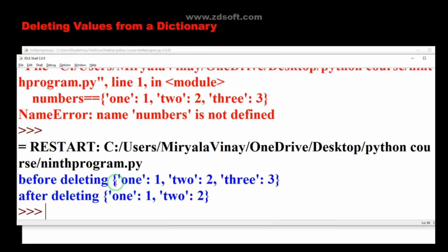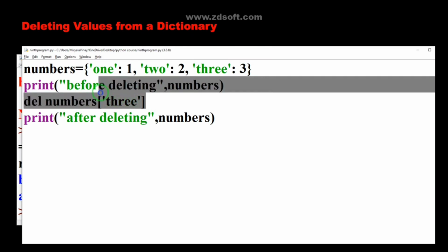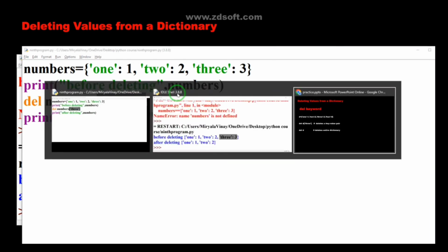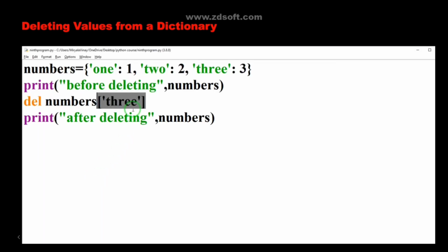Before deleting, we have the dictionary values as 1 and 2, and 3. So after deleting, you can see 1 has been there and 2 has been there, 3 has been deleted. So simply you can use this example. You must use the del keyword and call the dictionary name, and after the dictionary name, you must put square brackets. In square brackets you must specify the key, not the index. Remember that. This is the first method, that is the del keyword. Using the del keyword, you can simply delete key value pairs.